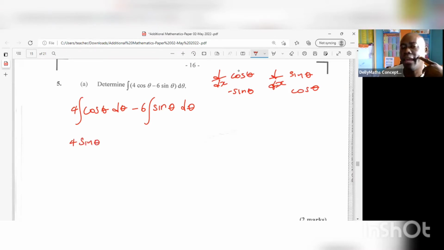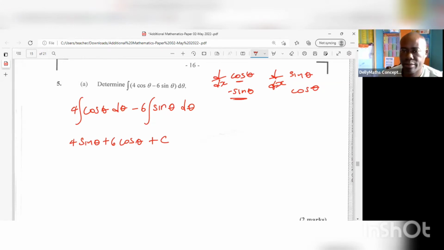And then where would the minus sign come from? It came from a positive cos. So then this would be plus 6 cos theta. And then there's a constant, plus c. So that would have been the representation of the idea here. So the integral of 4 cos theta minus 6 sine theta is actually 4 sine theta plus 6 cos theta plus c.